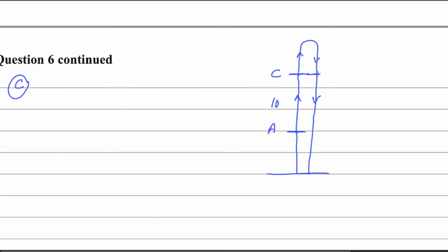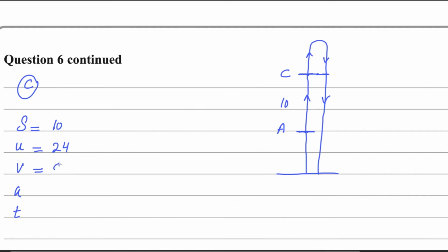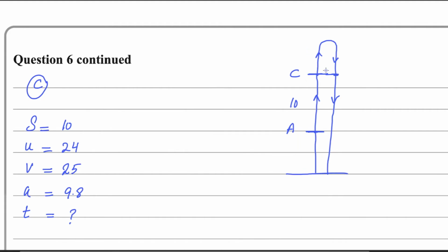U we already know. Let me write the SUVAT equations here again: S, U, V, A and T. Displacement is 10 here, U is 24. Later we will decide the direction, upward or downwards. V is 25 and acceleration is 9.8, and you need to find the time taken while it was above C. I'm choosing upward direction as positive. So 10 meters is positive and 24 is positive. This is negative and this one is negative as well.